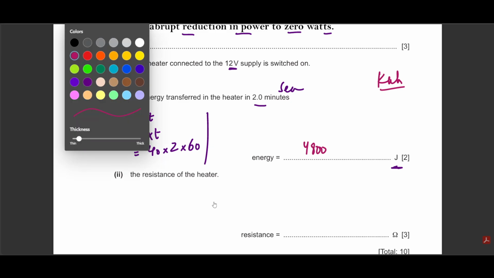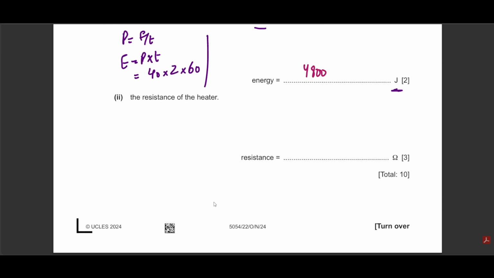Let's move to the next part. Okay, the resistance of the heater. Now, there are multiple ways of doing this. I suspect it's a 3-mark question. He wouldn't let us off with an easy one, but let's see.